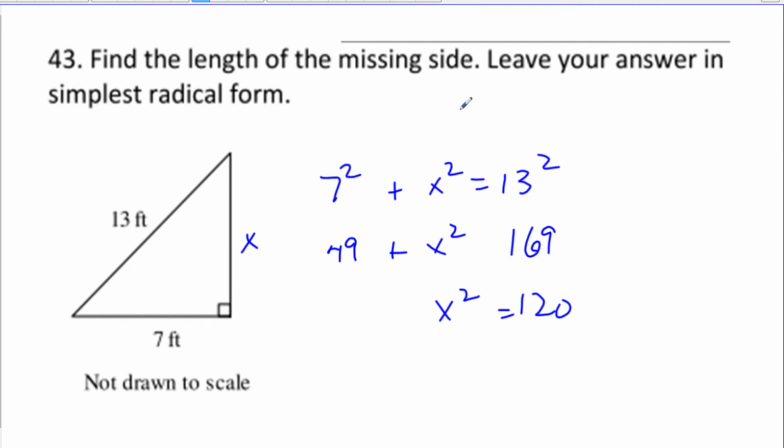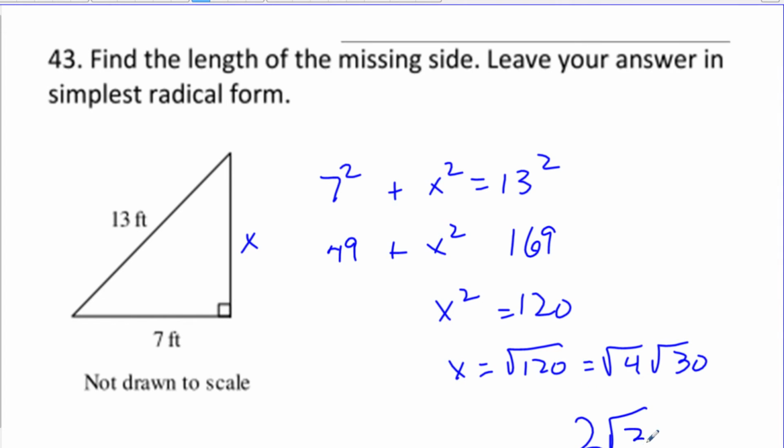It says to leave your answer in simplest radical form, so we need to find the largest perfect square in 120. The square root of 120 breaks down into the square root of 4 and the square root of 30. So in simplest radical form, 2 square root of 30 is the length of my missing side.